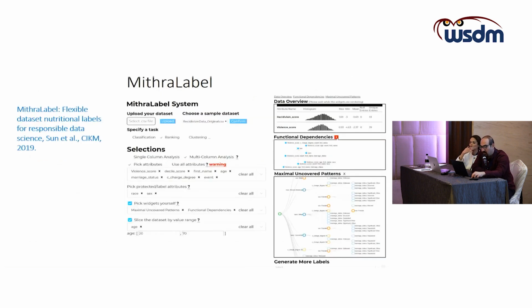And the example of a nutritional label for data sets is Mithra label. It's a system for generating the labels for data. Here I have a screenshot of the system where it generated a nutritional label for the COMPAS data, right? For those of you who are not familiar, this recidivism risk data is a data set of criminals that has been used by ProPublica. It's a popular data set for fairness in ML, right? So it generates a nutritional label.